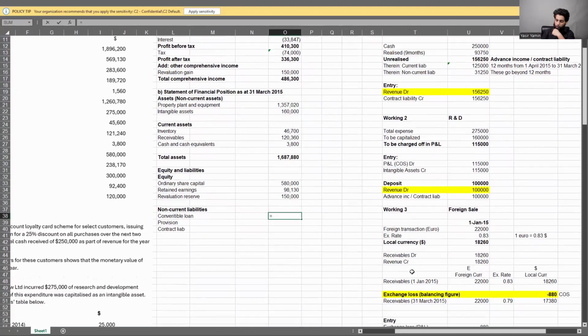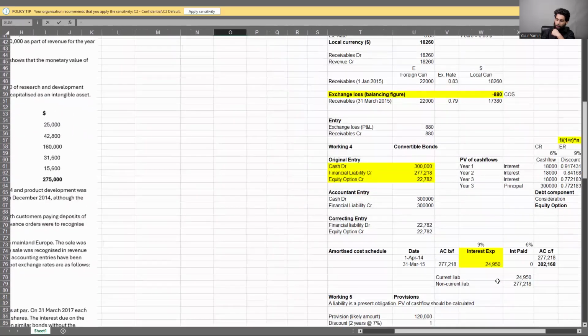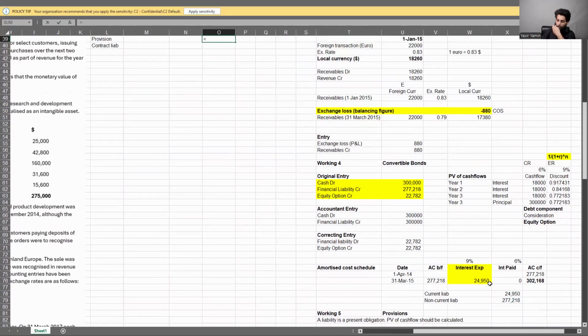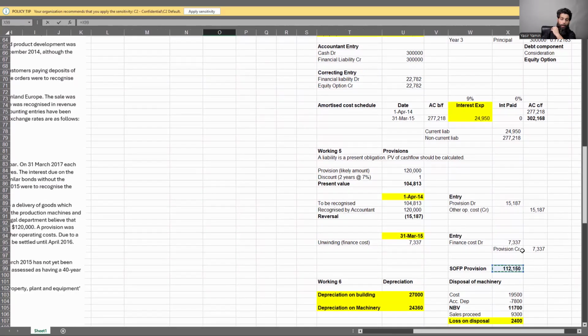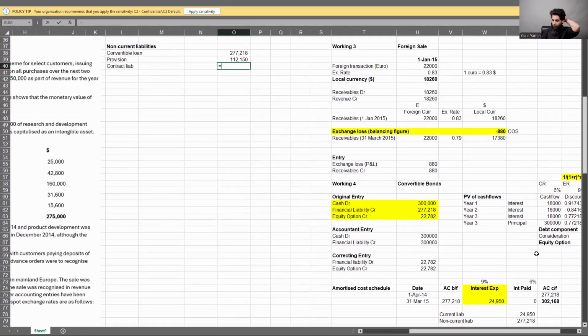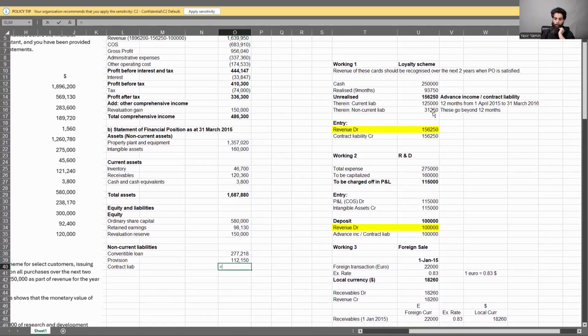So the value of convertible bonds in non-current liability is 277,218. Then there was provision, remember we calculated total provision including unwinding, 112,150. And then there is a contract liability. The contract liability was 31,250 for non-current. And then there will be some current liabilities as well.